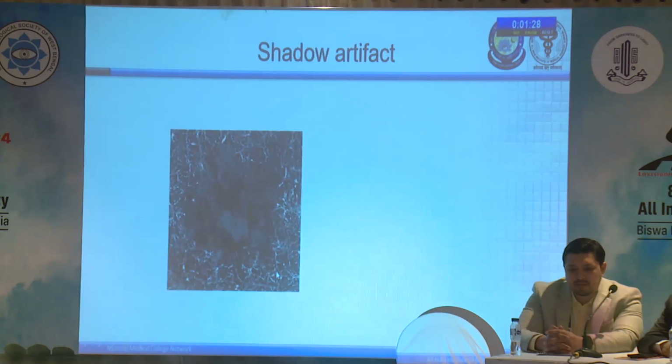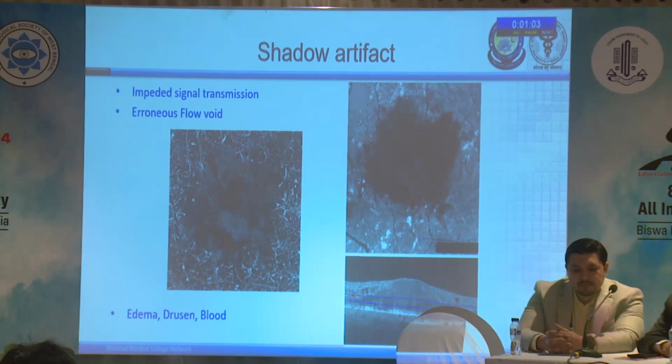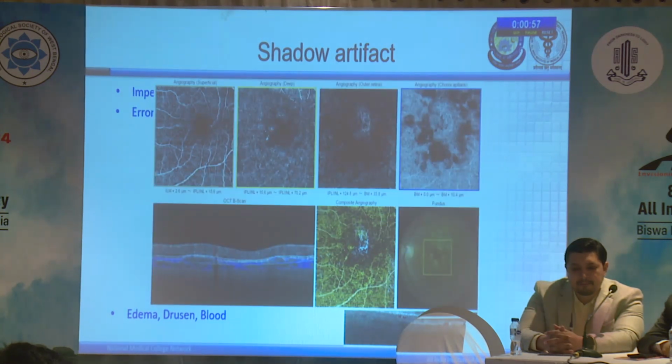Now last is the shadow artifacts. If you see this image, you can misinterpret it as having flow voids in the center, but when you see the intensity image and the OCT image, you know that there is a lot of edema, and the signal transmission is impeded because of the edema, and it's not just because of flow deficit. So anything like gross edema or drusen or blood can have this shadow artifact. In this example, we can see there are a lot of drusen, drusenoid PEDs, and erroneously we can see that the shadow is cast here in the choriocapillary slab, and you may misinterpret it as a loss of choriocapillaris in this patient.